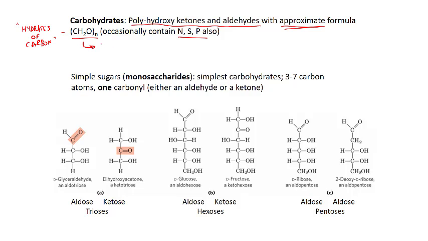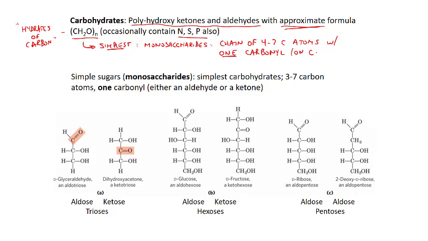Here's what you should think of about carbohydrates. So the simplest carbohydrates are the so-called monosaccharides, or also known as simple sugars. And a monosaccharide is a chain of usually 4 to 7 carbon atoms with 1 carbonyl, almost always on carbon 2 or carbon 1, and OH groups on all the other carbons.